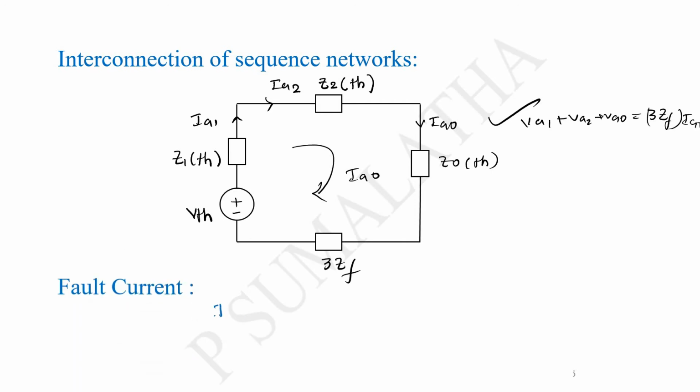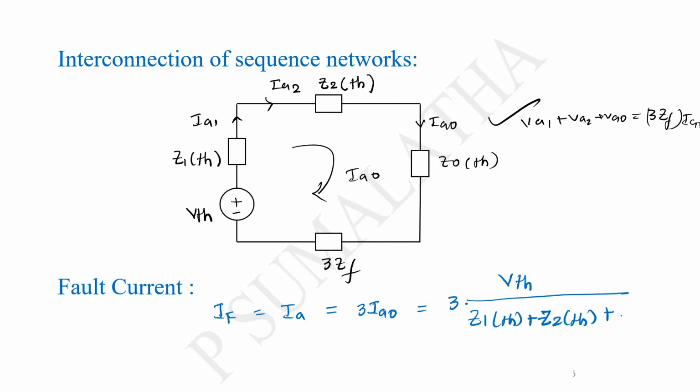We know the fault current is equal to the current flowing through the phase A, because the fault has occurred with respect to phase A, and we know the current IA is equal to 3 times IA0, where IA0 is equal to Thevenin's voltage divided by Z1 Thevenin plus Z2 of the Thevenin's impedance plus Z0 of Thevenin plus 3 ZF. So this is the formula to find out the fault current if the fault occurs with respect to any part of the power system. Now let us see the line-to-line fault.